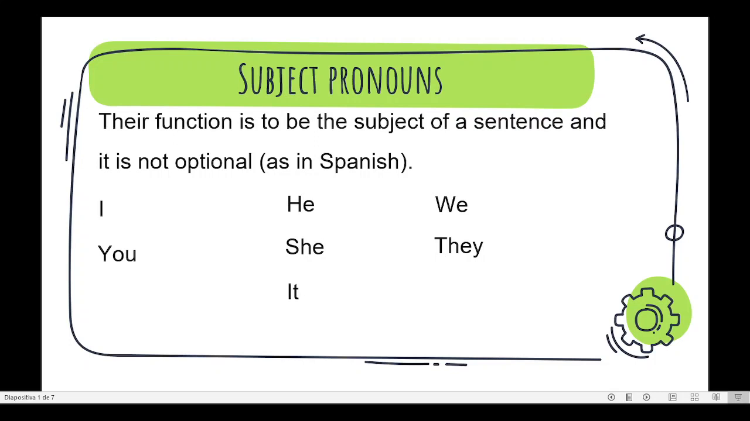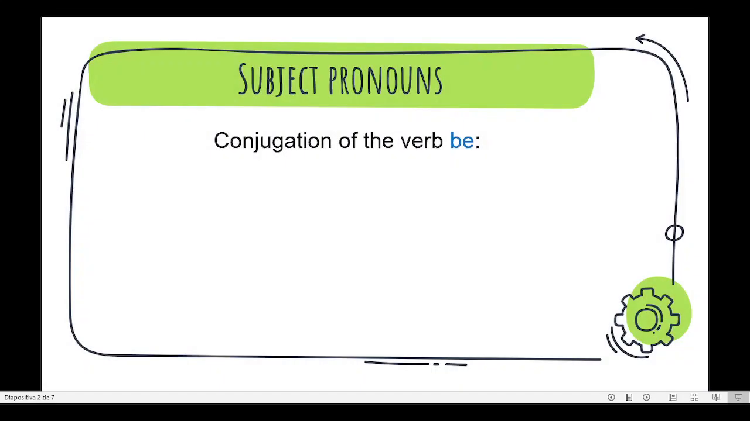Now let's see something very important, and it is that he, she, and it are the third person. So, when we have to conjugate verbs, we must add the letter S at the end of the verb. However, there are some rules that state how to do that. Very good, guys, and let's continue.